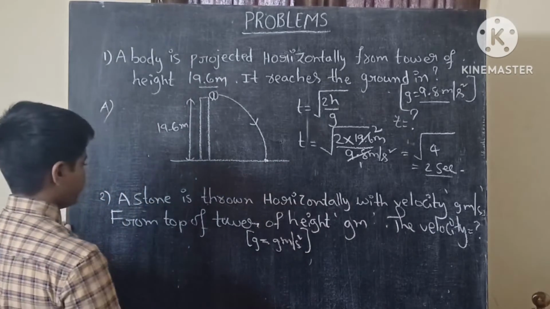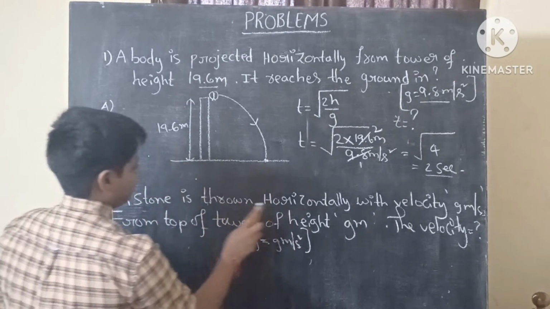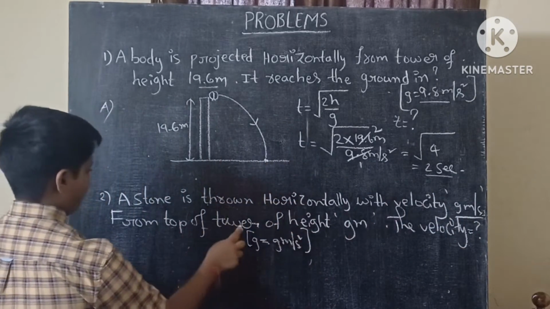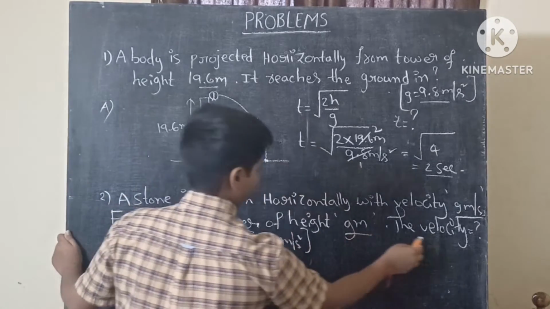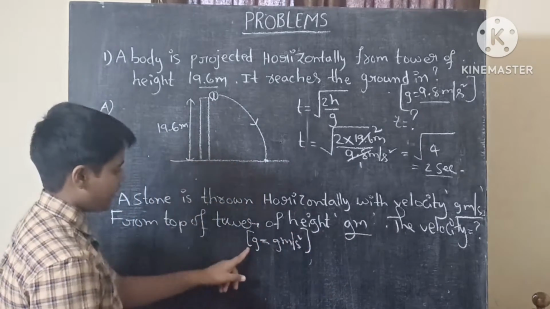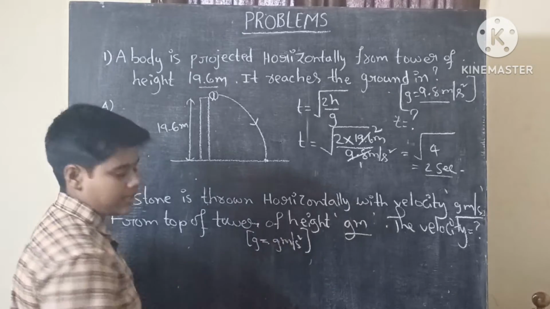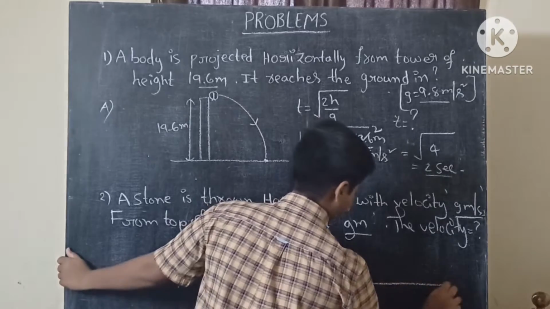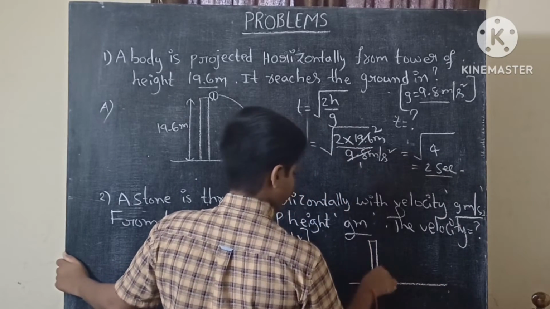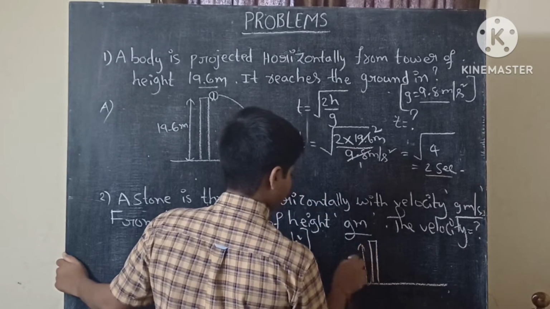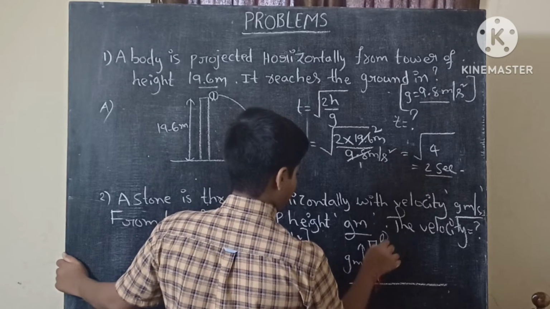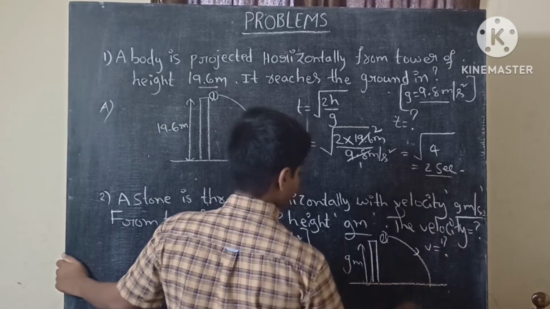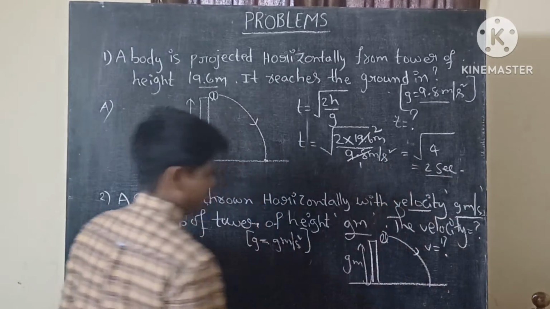Second question: a stone is thrown horizontally with velocity g meter per second from the top of a tower of height g meters, then find the velocity. Here they give that gravity is g meter per second square. If we analyze the given condition, this is the tower with g meters and the ball is traveling like this, and we have to find the velocity. They gave the initial velocity.